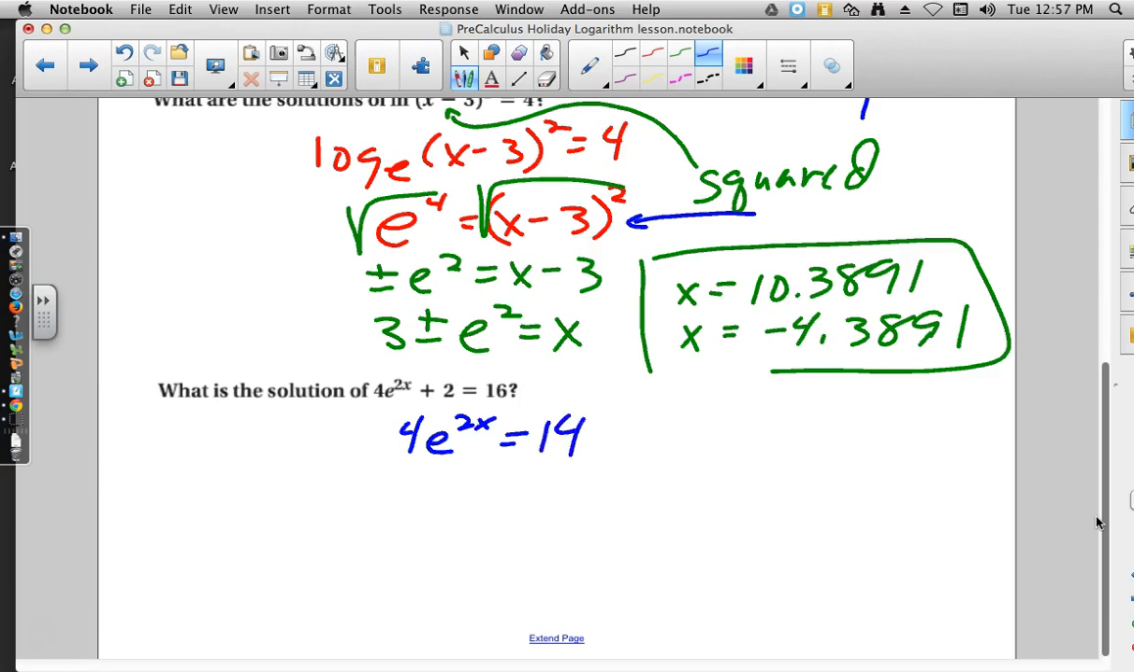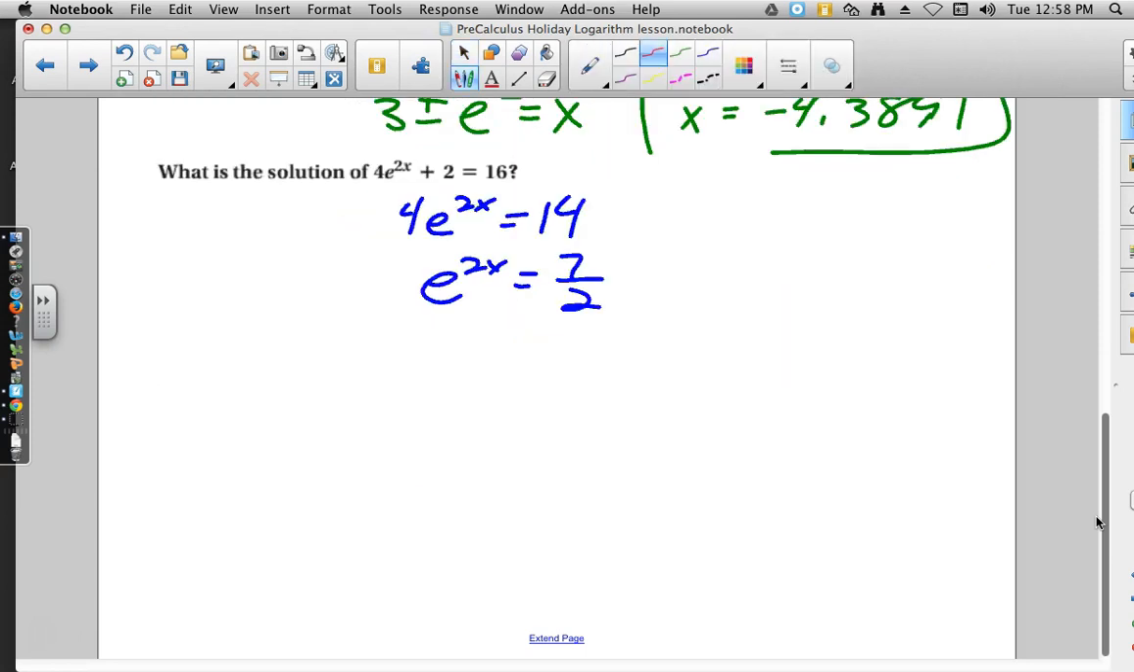Wait a minute, got to get rid of that 4. Absolutely. Divide by 4 and reduce and get 7/2. Ooh, how do I get rid of e? Well, that's what natural logarithm is for. Remember, that's the inverse operation. The logarithm with the same base. So logarithm base e of e, those are inverses of each other. And that's going to be natural logarithm.